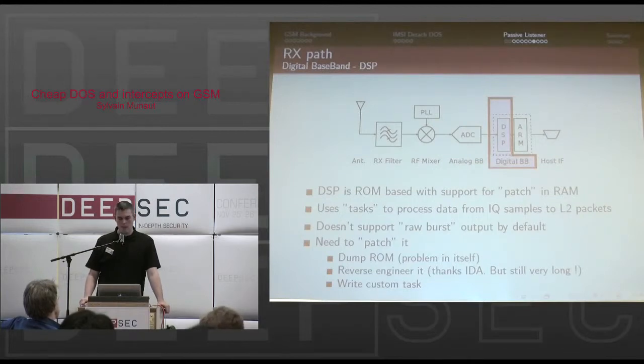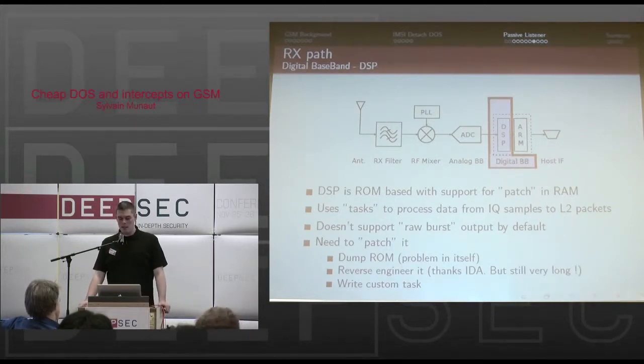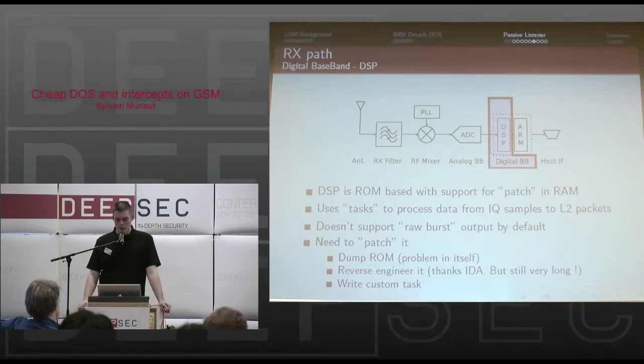The procedure is, well, simple, kinda. You just dump the ROM, which is in theory impossible. It's in theory copy protected, but you can work around that. And finally, you reverse engineer it, so you know how the ROM works. Hopefully, IDA supports it. So after long hours staring at the assembly of the DSP, you can figure out how it works, and in the end, write a custom task for the DSP that will do what you want. That is, get the samples from the analog baseband, apply the demodulation, and then send the raw demodulated burst to the ARM without any further processing. And this is something that took a long time, but it's finally done, so that's good.